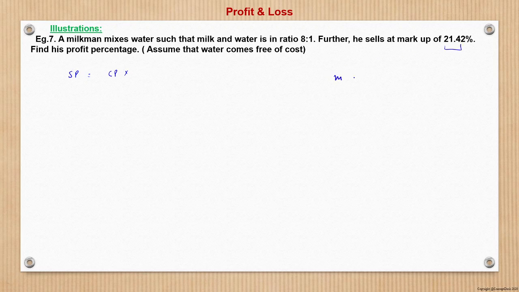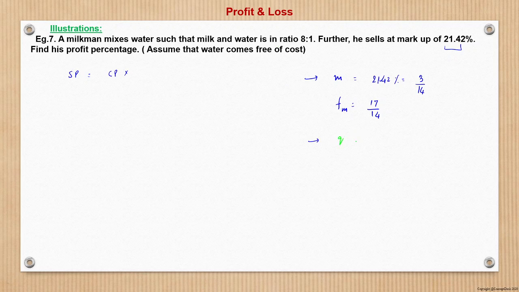So first we will say the markup is 21.42. 21.42 is nothing but 7.14 into 3, and 7.14 is 1 by 14. So this is 3 by 14, right? Then the factor for the markup would be 17 by 14. And this is the first factor. The second factor is the quantity factor.